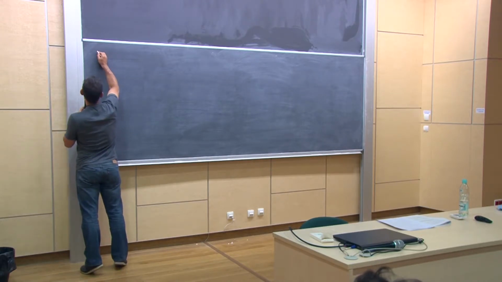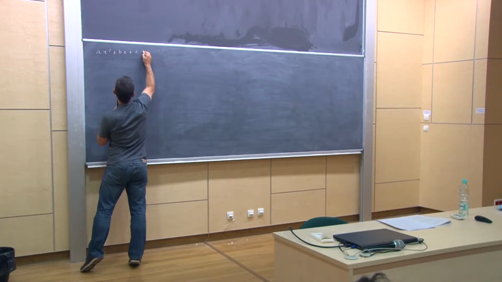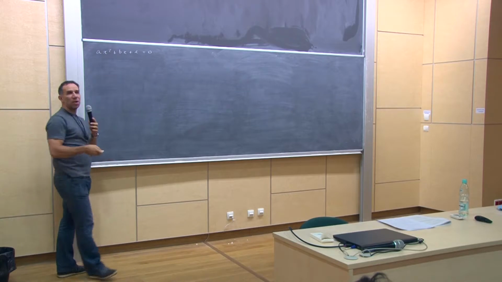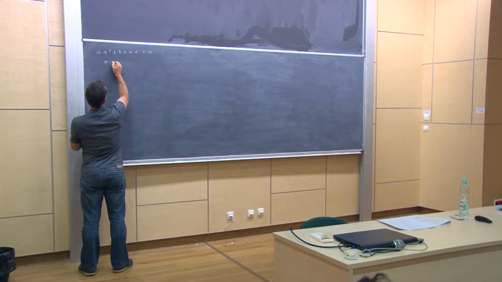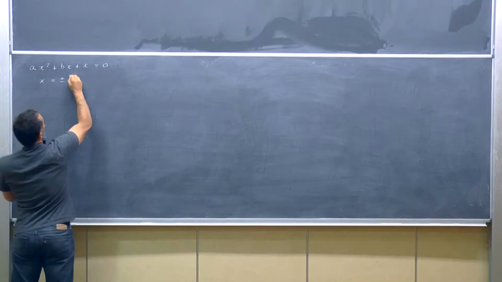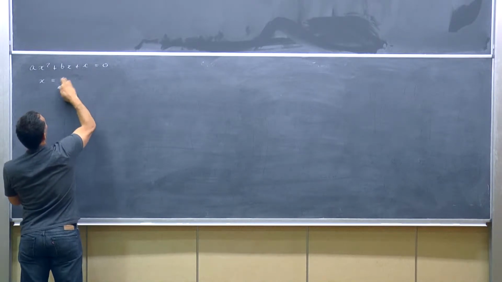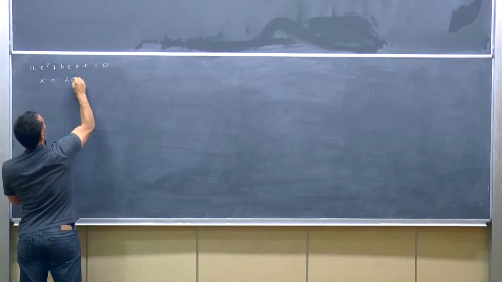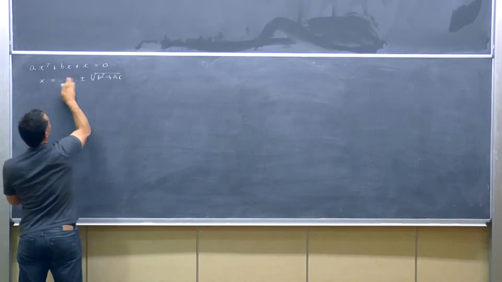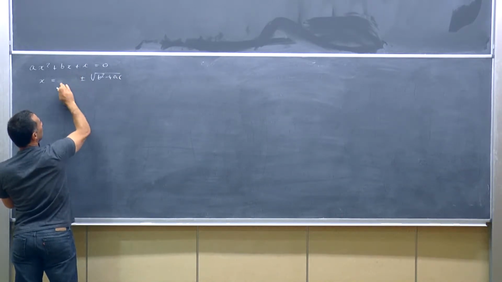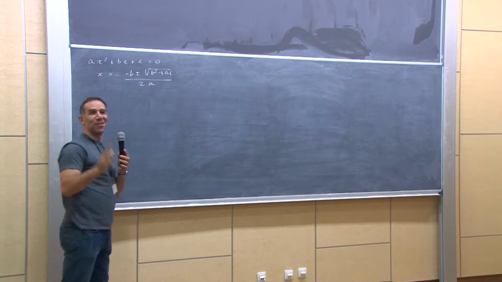Now, if you have an equation of the form ax squared plus bx plus c equals 0, so this is a polynomial, and you're looking for the roots of that polynomial, then we know that you can write the roots as minus b, plus or minus this over 2a.